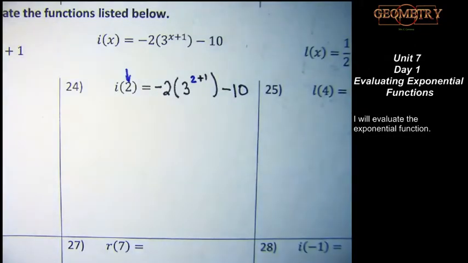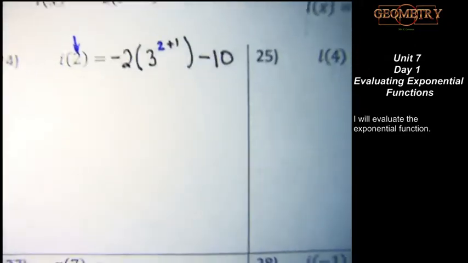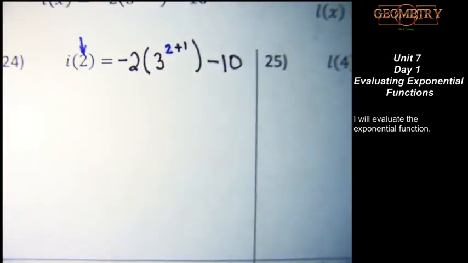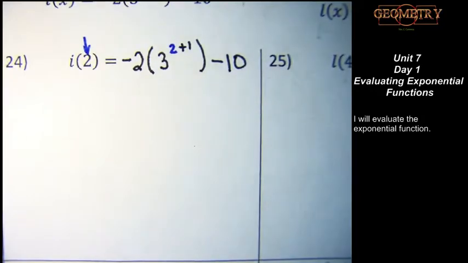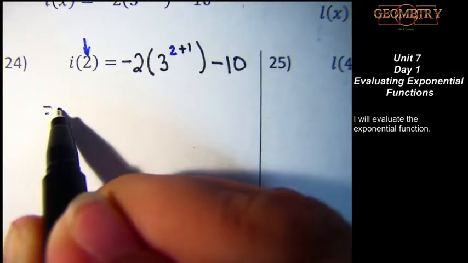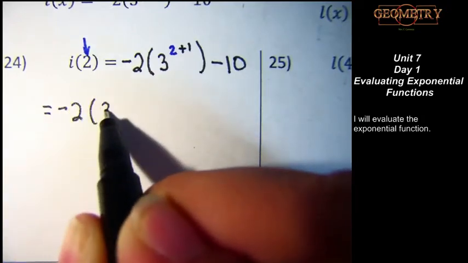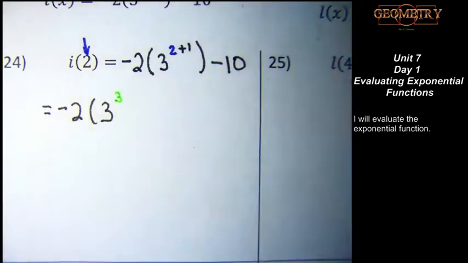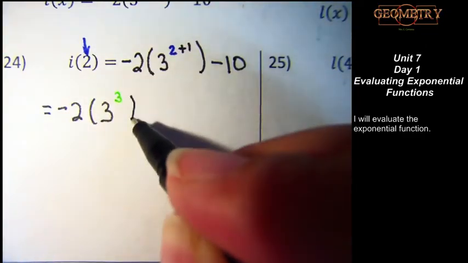Order of operations says I have to handle the parentheses, then exponents, then multiplication, division, then addition, subtraction. So I'm looking inside the parentheses, and then I see the exponent. I've got to clear the exponent first. So I had to put it in parentheses. I've got to clear that 3. So I'm going to have -2 here. I'm going to rewrite that exponent, and everything else stays the same.